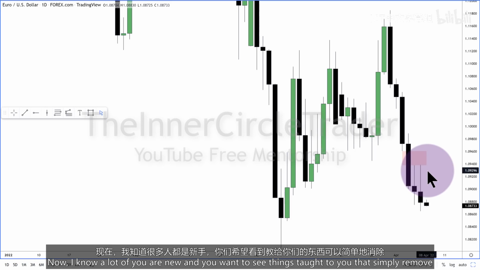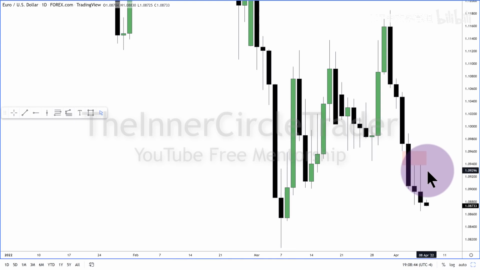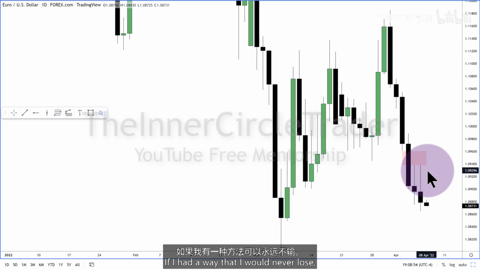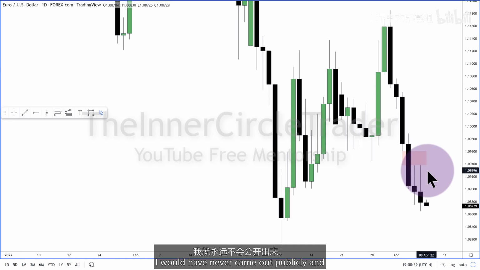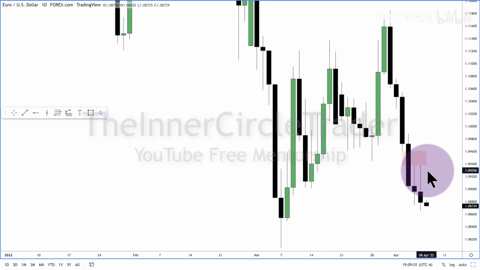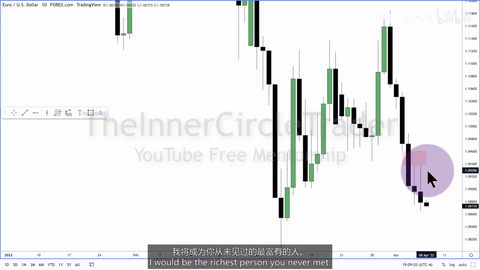Unless you're proven clearly that you're absolutely wrong, you just simply wait for these setups to form with that bias in mind. Now, I know a lot of you are new and you want to see things taught to you that simply remove any chance of you losing. There is no secret for that here. Nobody's going to teach that to you because it doesn't exist. And frankly, if I had a way that I would never lose, I would have never come out publicly and become a teacher. I would be the richest person you never met. That's the God's honest truth.